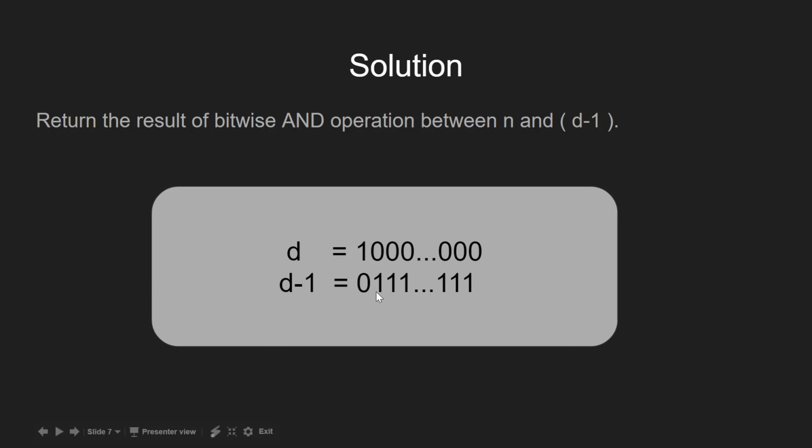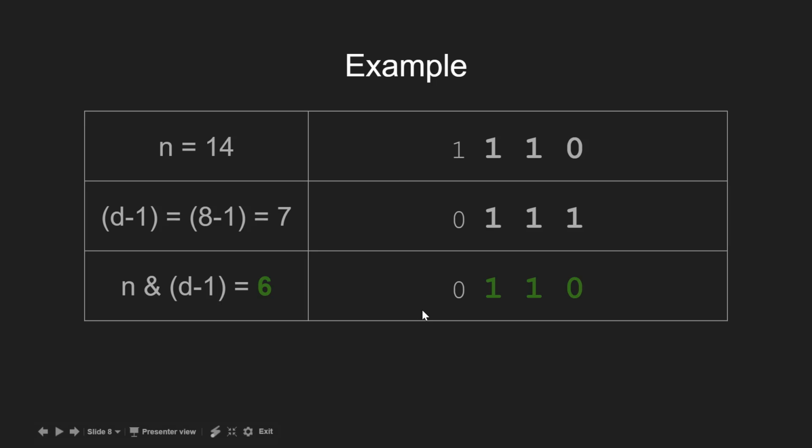Let's take the same example again. Here the bitwise AND operation between n, which is equal to 14, and d minus 1, which is equal to 7, gives the solution equal to 6. That is the same as what was shown earlier.